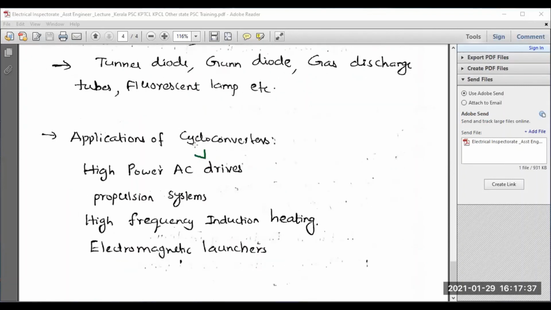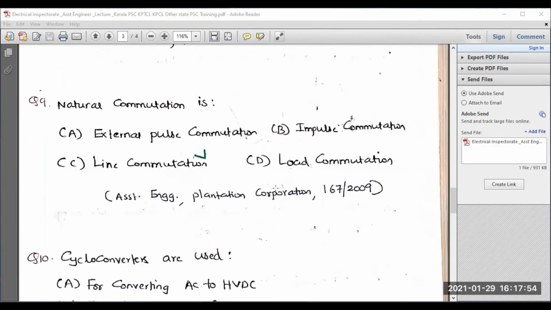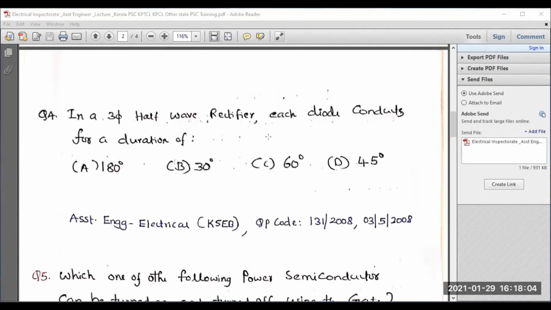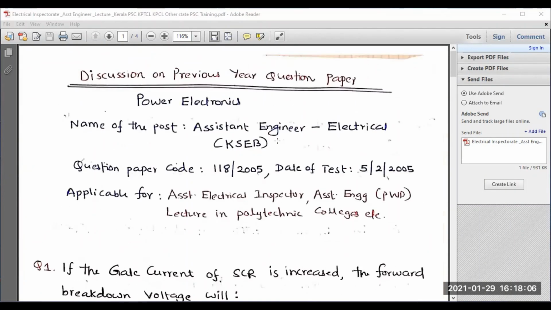Applications of cycloconverters are high power AC drives, which you already studied, then propulsion systems, high frequency induction heating, and electromagnetic launchers. These are the different applications of cycloconverters. In this session, we discussed a few questions related to power electronics. You got some information about how the questions will be asked, and based on that you can prepare. You have to solve many more problems like this, and definitely you can crack the examination.